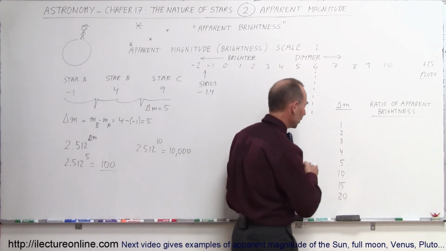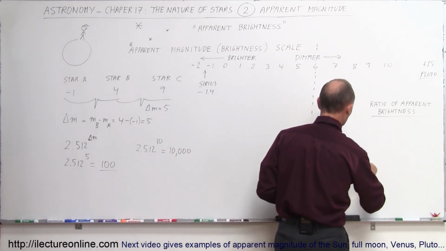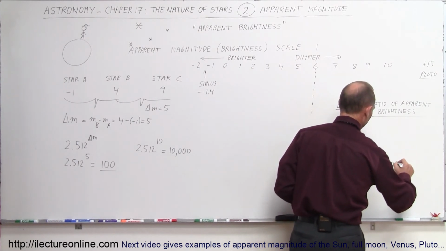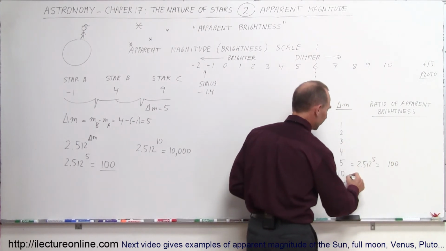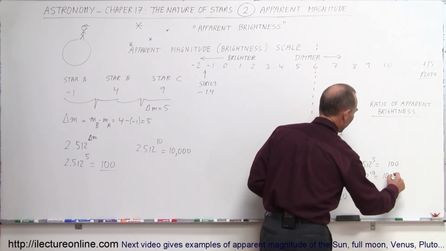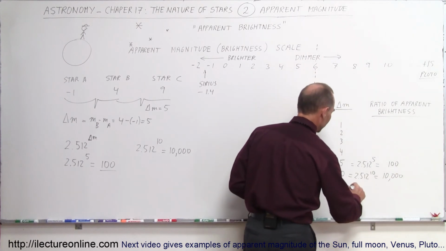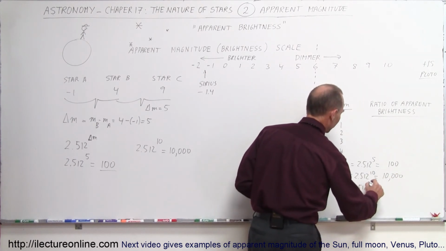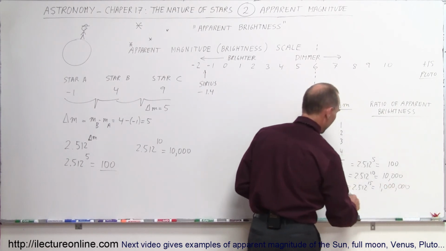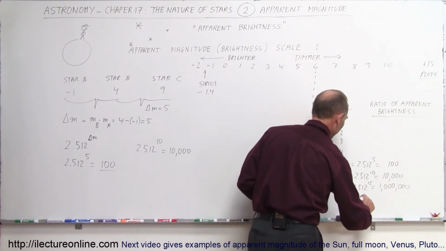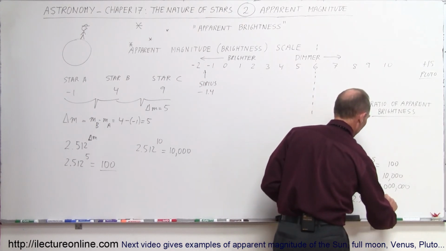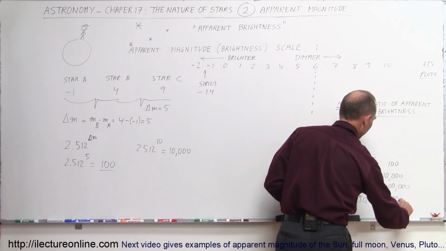light they put out? Well, at 5, we know that this is equal to 2.512 to the 5th power, which is equal to 100. At the magnitude difference of 10, that was 2.512 to the 10th power, which is equal to 10,000. At 15, this is equal to 2.512 to the 15th power, which is equal to 1 million. And 20, a difference in 20 magnitudes, is 2.512 to the 20th power, which is equal to 100 million.